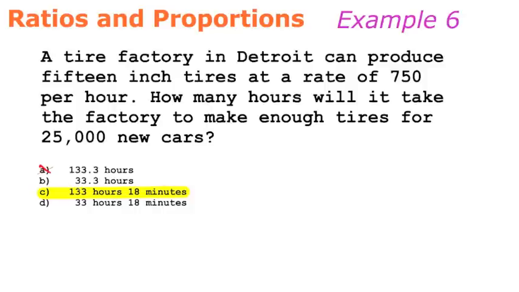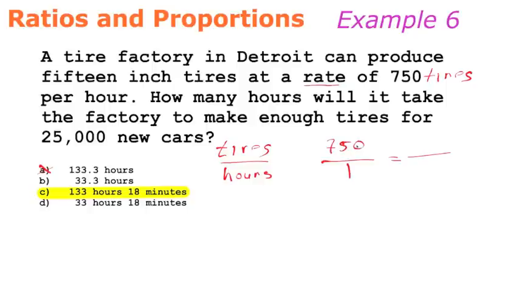Now, how do we arrive at 133 versus 33? Let's take a look at that. This is a proportion problem, and that's the word that should key you into it. You're given a rate, and that rate compares 750 tires per hour. So they can make 750 tires per hour. So the ratio, or the rate, can be expressed as tires over hours. Now that helps us set up our proportion. The first part of our proportion is going to be 750 over 1. 750 tires in 1 hour.